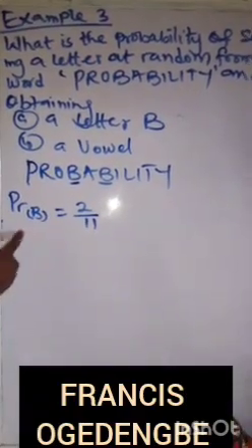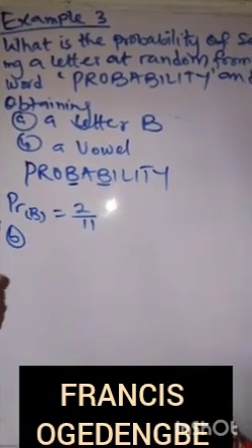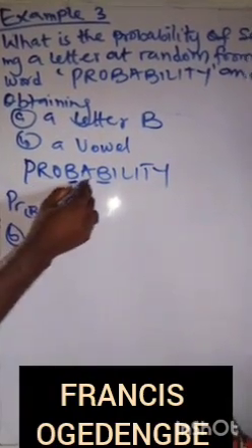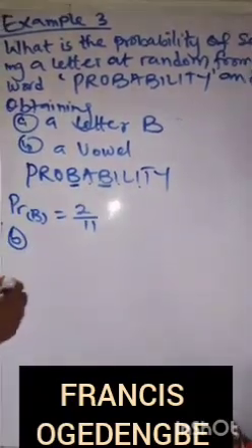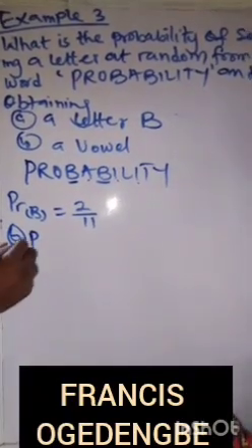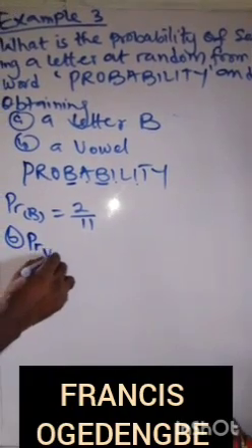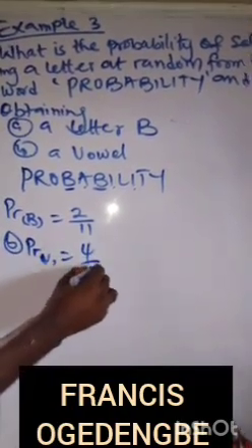The probability of obtaining a vowel: 1, 2, 3, 4. There are 4 vowels in the word probability. Probability of a vowel is equal to 4/11.